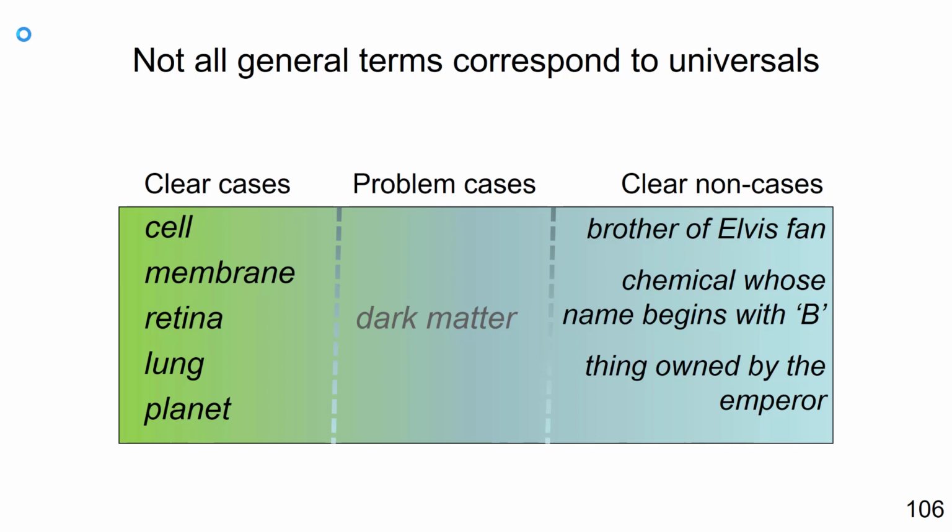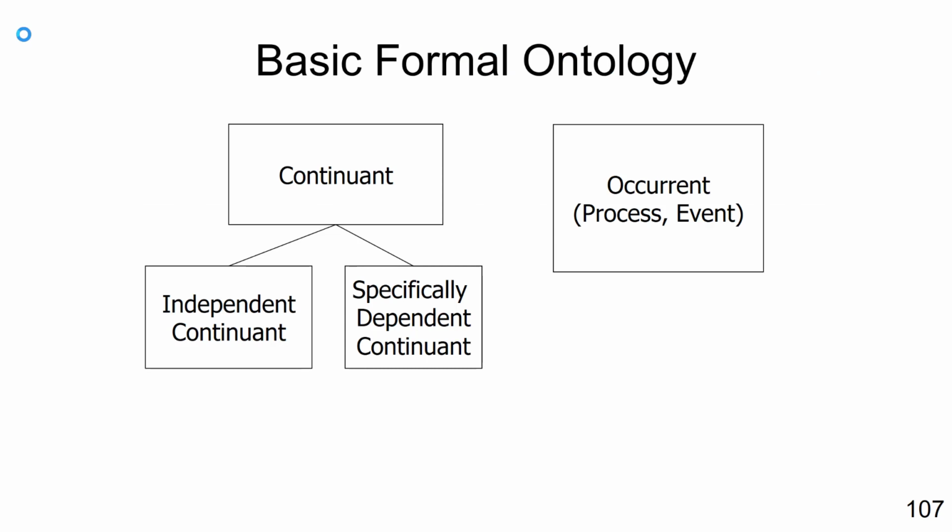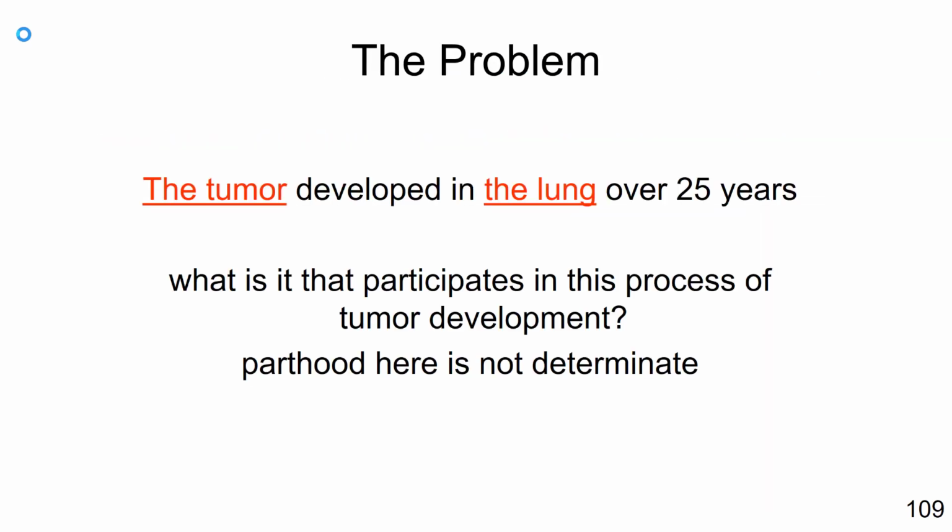And Elvis himself is not a universal, but the class brother of Elvis fan. It's a very large class, but it's not a universal. There's no universal corresponding to it. That means that there's no scientific law which could ever contain that term. And that means that while you can create an ontology which is about brothers of Elvis fan, it's not going to be an ontology which is conformant to the principles of ontological realism. You're pretending there is a universal when there isn't a universal. Similarly, there is no universal which consists of all chemicals whose names begin with B. And there are ontologies which have terms like that in them, believe it or not.